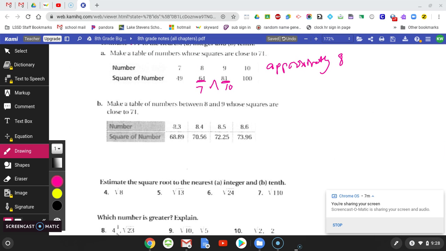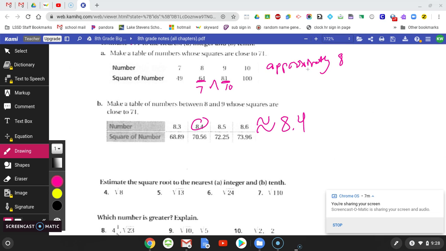So if we do 8.3 times 8.3, we get 68.89. 8.4 times 8.4 gives us 70.56. 8.5 times 8.5 gives us 72.25. 8.6 times 8.6 gives me 73.96. So we want the one that's going to be closest to 71, which is going to be this one. So we could say it is approximately, and that symbol means approximately, 8.4.